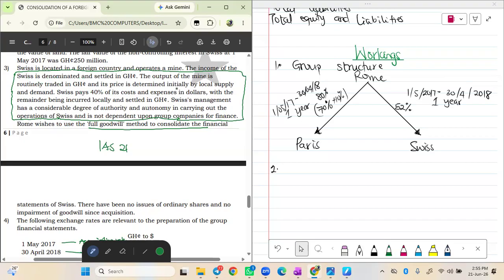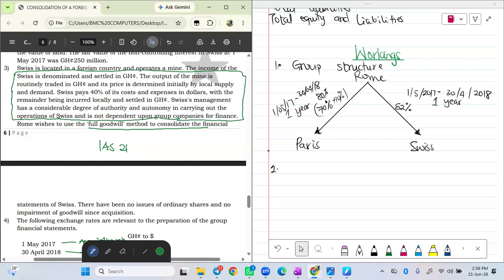If you read everything here, you see Swiss is dominated and settled in cedis. The output of the mine is routinely traded in cedis. Its price is determined initially by local supply and demand. So you see the market factors, the production factors. Swiss pays just 40% in dollars; the 60% is in cedis. The management has a considerable degree of autonomy and authority, so they operate on their own instead of depending on the group. So these were just the determinants. Nothing useful there. The most important thing is the goodwill method.